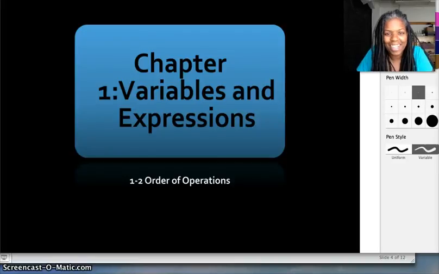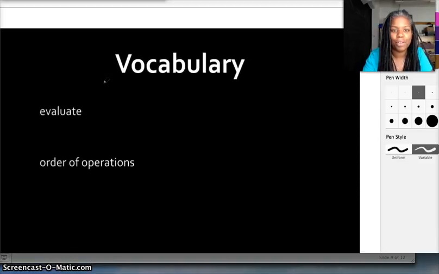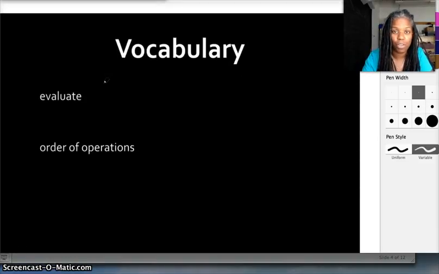Hey everybody, we are in chapter 1, still looking at variables and expressions. Today we're going to talk about section 1-2, which is order of operations. We have two vocabulary terms: one is to evaluate and the other is order of operations, and we're going to look at the definitions on the next two screens.